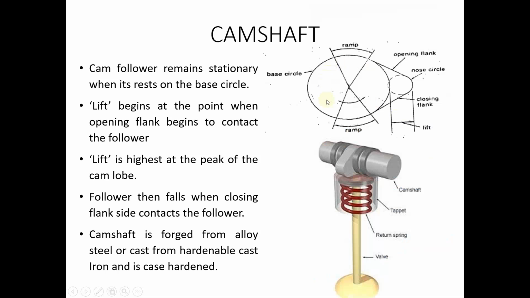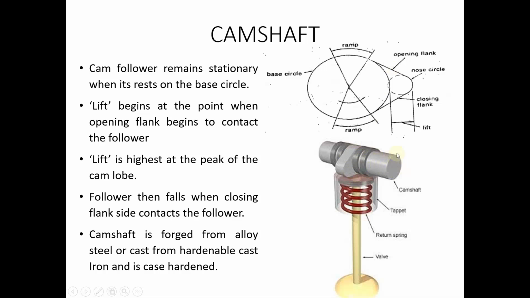If you look at the cam, this is the cam profile. You have the base circle, which is almost semicircle in shape, and you have the pointed structure, which is known as the cam lobe. And there are two flank surfaces, slanting surfaces. One is known as the opening flank and another is known as the closing flank.